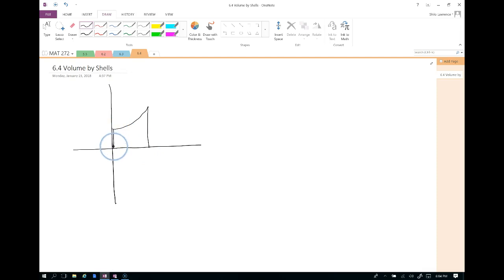So let's say this top boundary is f of x. It goes all the way down to the x-axis. And I've got this one from 0 out to just some random a value. So we're going to revolve this around the y-axis.